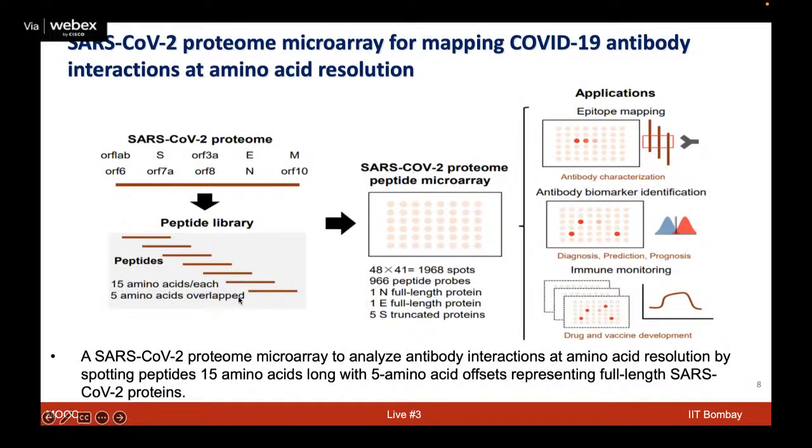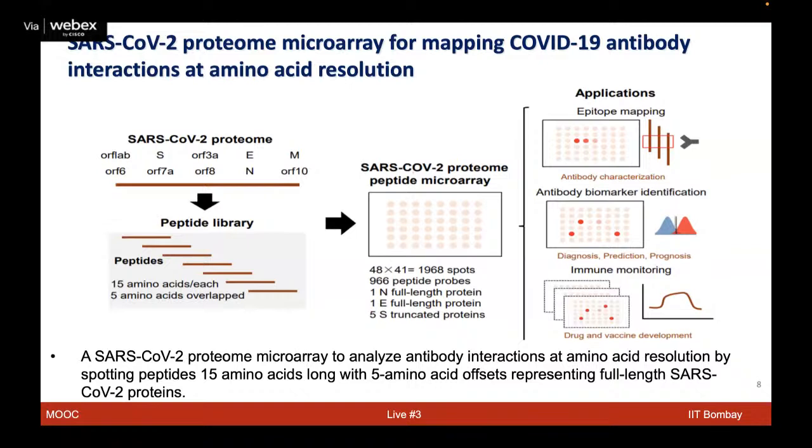We collaborated with a company from Germany, Pepperprint, and they have made these tiled arrays where all the proteins of the SARS-CoV-2 virus, different peptides of those, let's say 15 amino acids long, have been synthesized and printed in an overlapping way on small glass slides or chips. They can represent the entire proteome of the virus. So this proteome essentially represents the entire peptide composition of all the proteins of SARS-CoV-2.